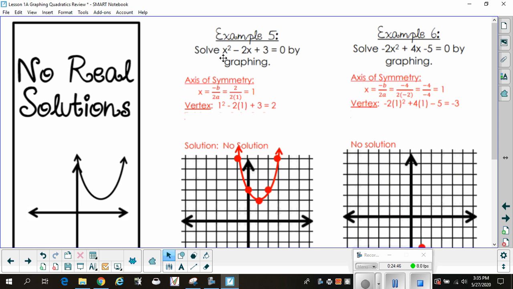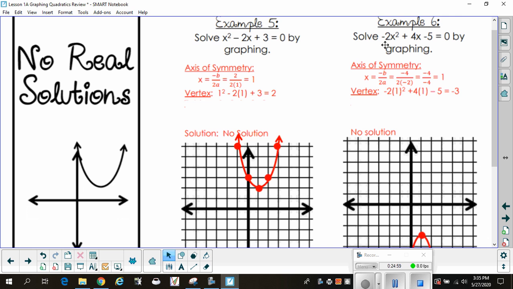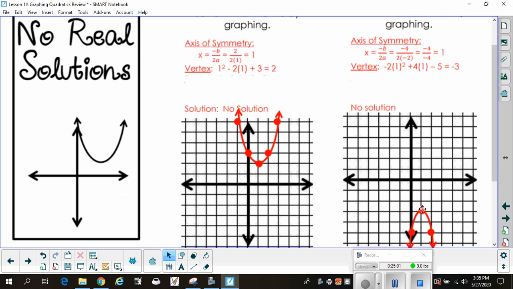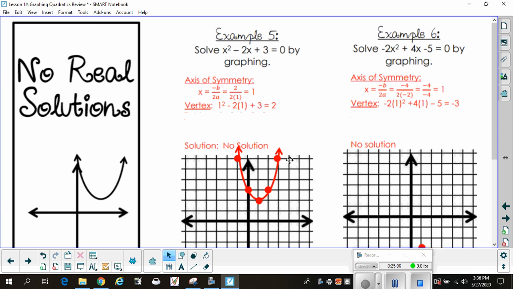Notice a is positive, so it opens up. In order for there to be no real solutions, the vertex must be above the x-axis, so it opens up and away from the x-axis. On the other hand, example 6 opens down. a is negative. The vertex is below the x-axis, so it opens down and away again from the x-axis.